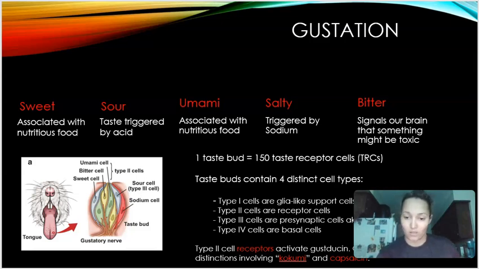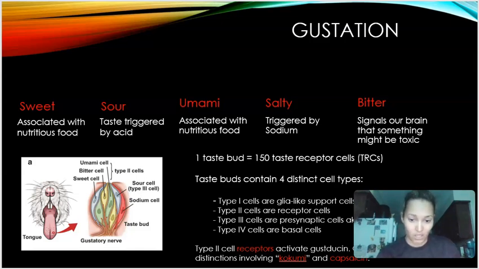Something I wanted to point out is that your type 2 cell receptors activate gustducin. Gustducin allows for taste distinction, which differentiates your sweet, sour, umami, salty, bitter. It distinguishes the different pathways that all of these stimuli are going to follow. It's a G protein that activates the multiple signal pathways. One of these pathways involves kokumi, which is Japanese for rich taste, and another pathway is capsaicin, which involves that spicy sense of taste.